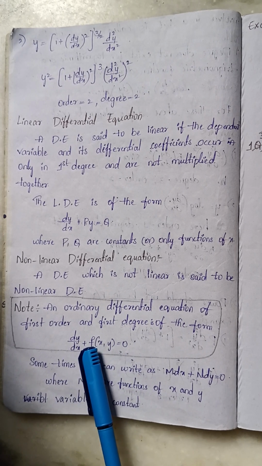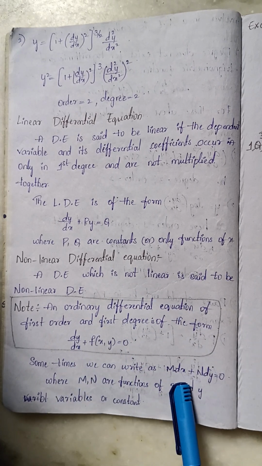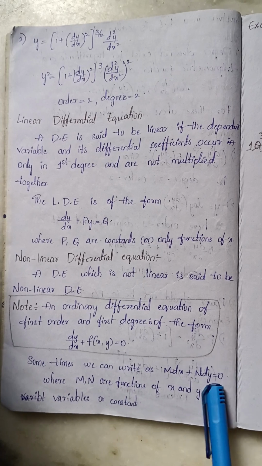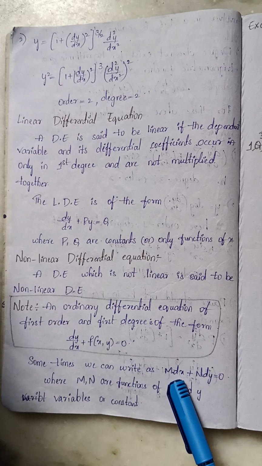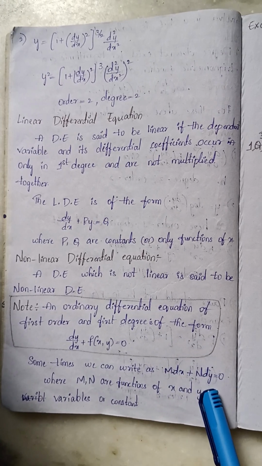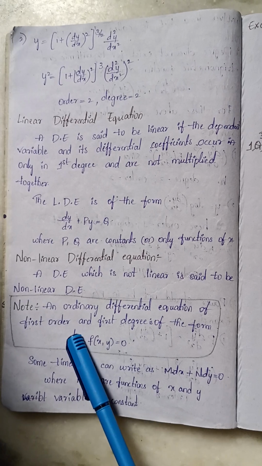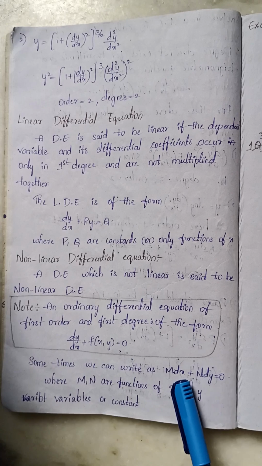Now we are representing first order first degree in another form also, that is M dx plus N dy equal to 0, where M and N are functions in x and y. See, observe here, when you are dividing by dx, what will happen here? 1 will come. Here dy by dx. Dy by dx is nothing but order 1, degree 1, which is called a first order first degree differential equation.